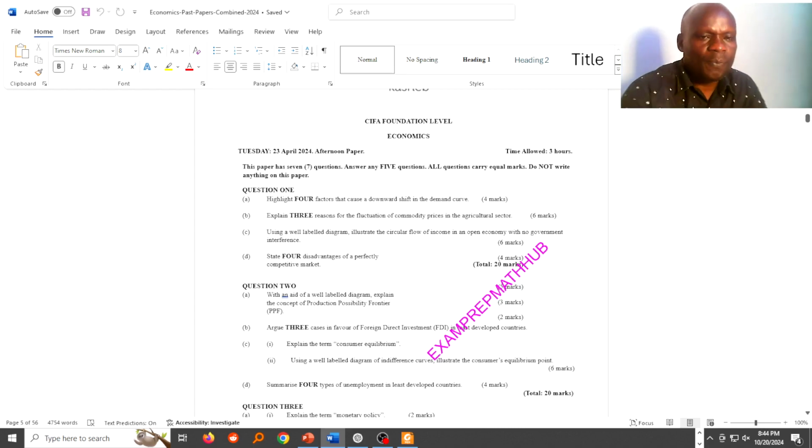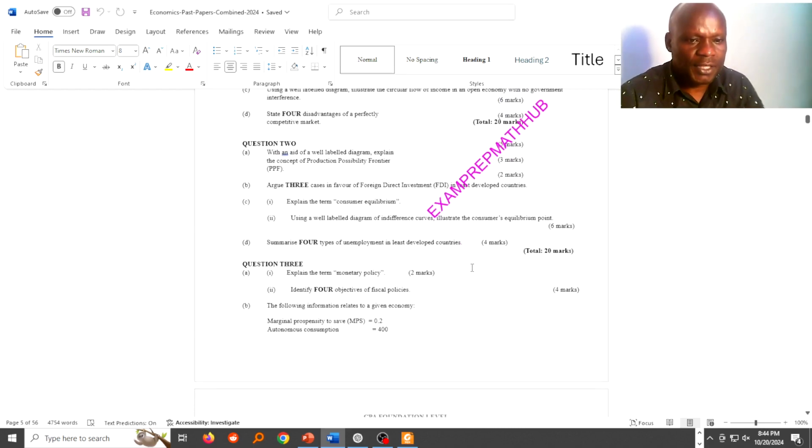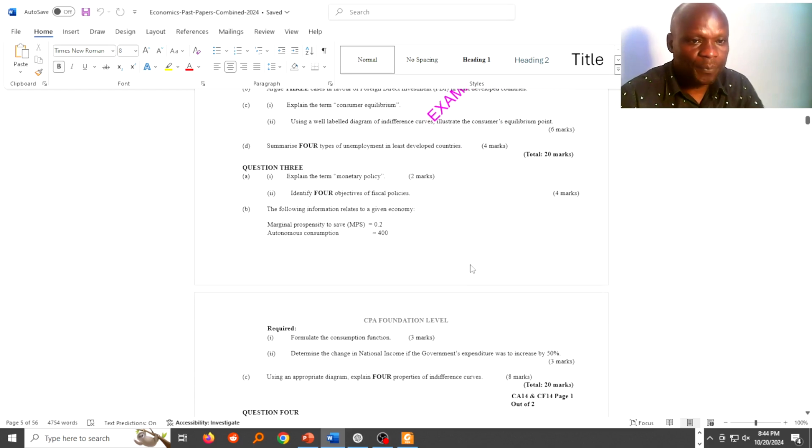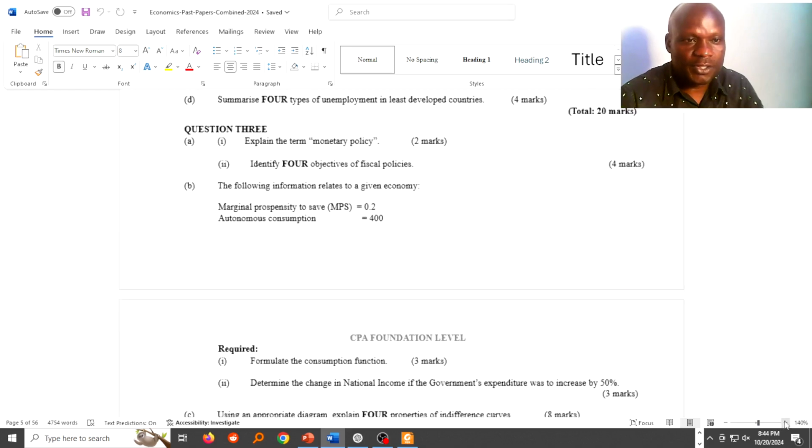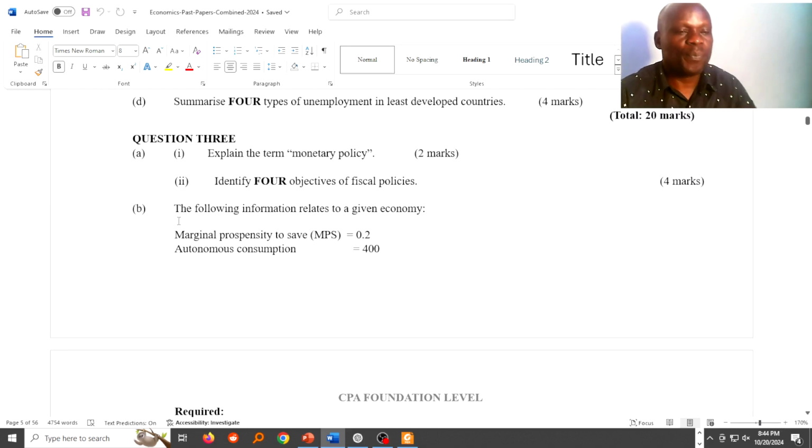Now, the question of interest is question 3, and it asks, part 1, if I should enlarge so that it's clear. Explain the term monetary policy. That is 2 marks. Then identify 4 objectives of fiscal policies.